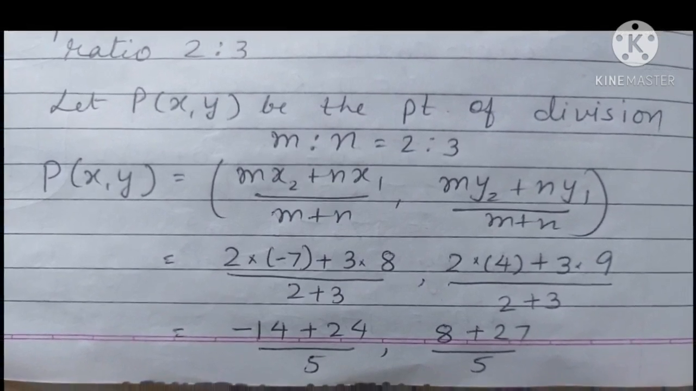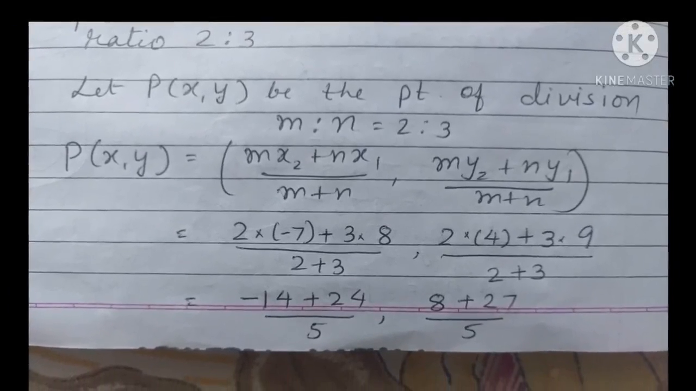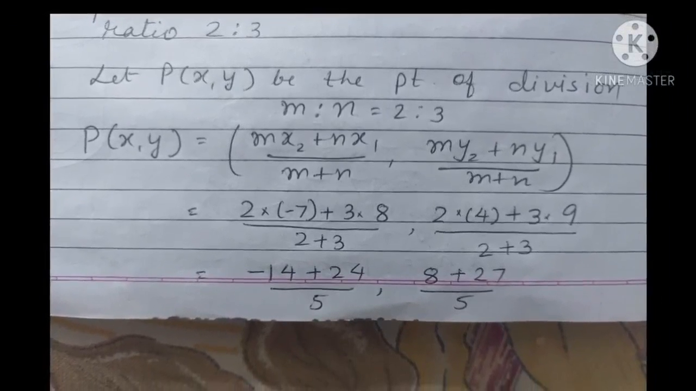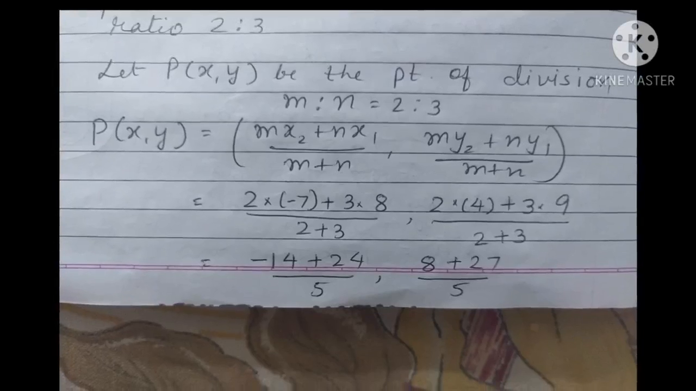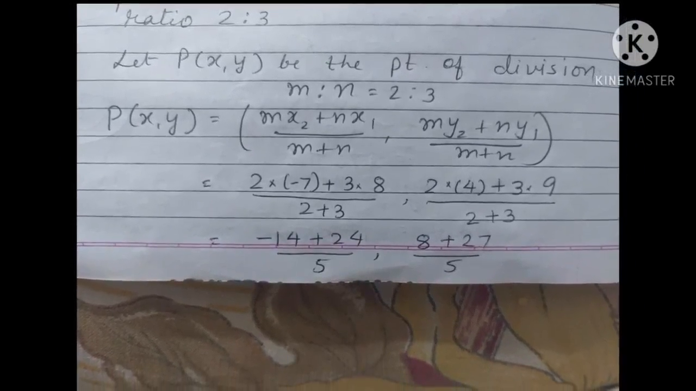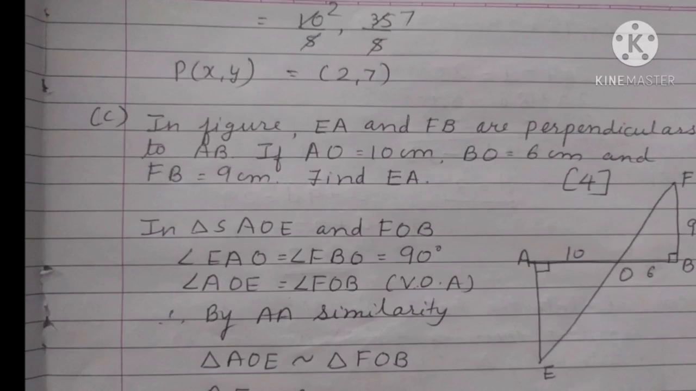So now using our division formula, (mx2 + nx1) upon (m + n) and (my2 + ny1) upon (m + n), and placing the values x1, y1, x2, y2, we get (-14 + 24) by 5 and (8 + 27) by 5. Solving it, we get 10 by 5, 35 by 5. So the point is (2, 7), which is the coordinates of the point of division.